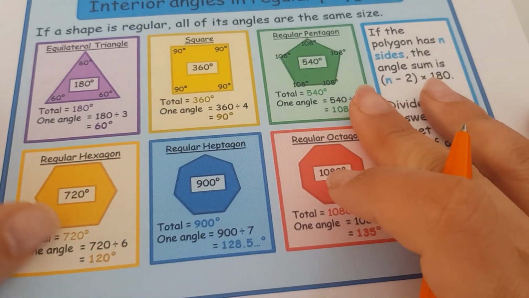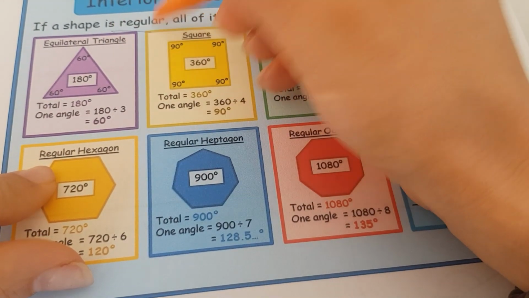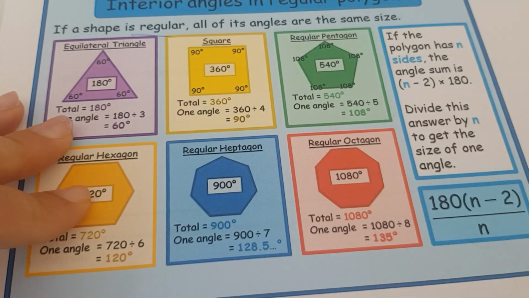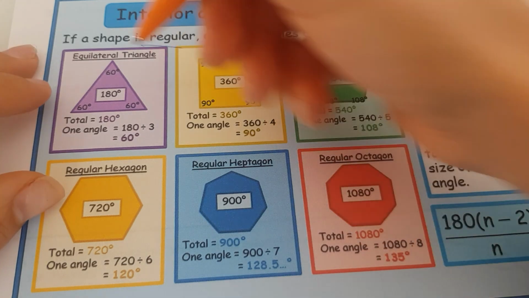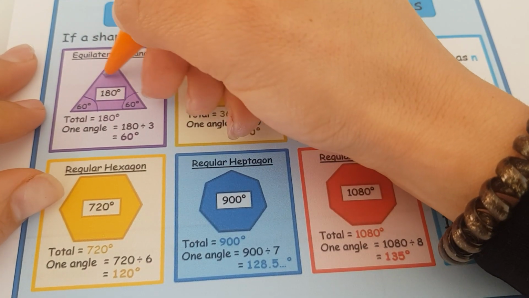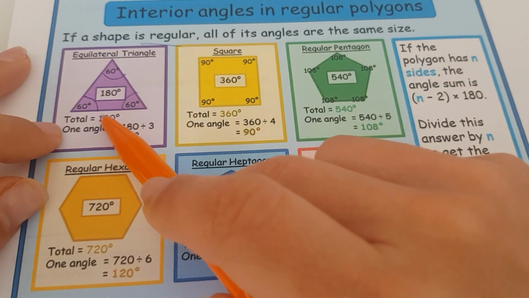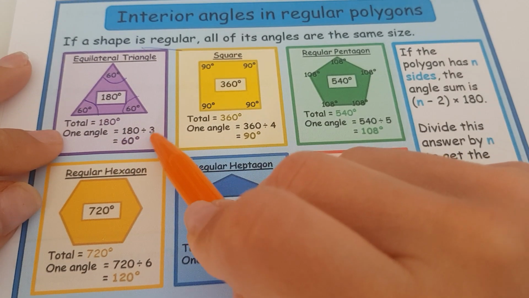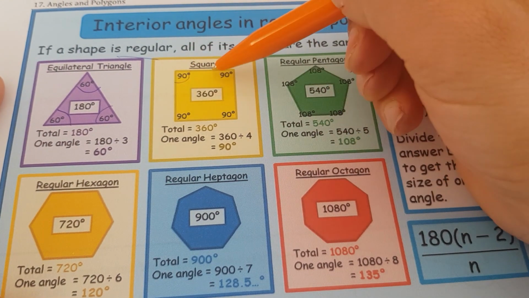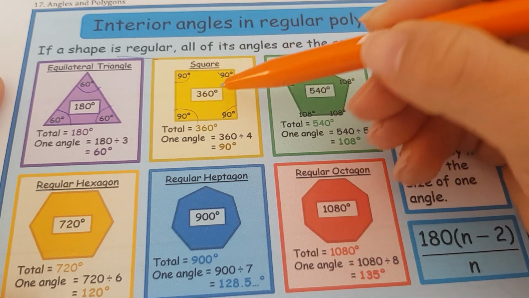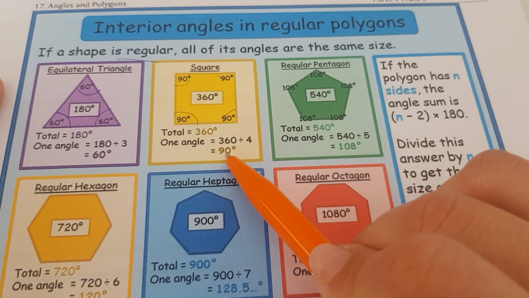You've got more explained over here. Interior angles in regular polygons. So if a shape is regular, don't forget all angles are the same size. If we have an equilateral triangle like this one, the total of the three angles together is 180, the sum of interior angles. So to find one, it's 180 divided by 3. A square, the total of interior angles is 360 degrees. To find one, it's 360 divided by 4.